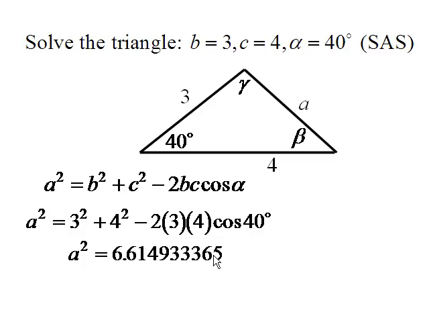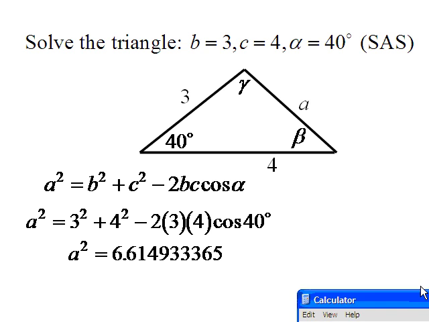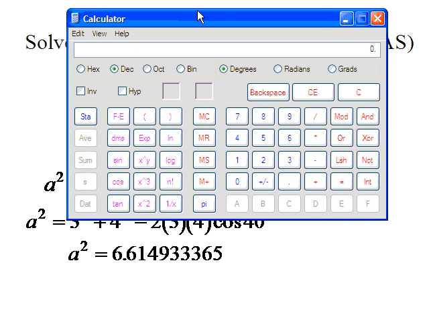Ask the calculator to do that, and the value comes out for A. It's A squared, so A squared is 6.614 something. And we can find out what A is. We get 6.615. That's close enough, let's say.